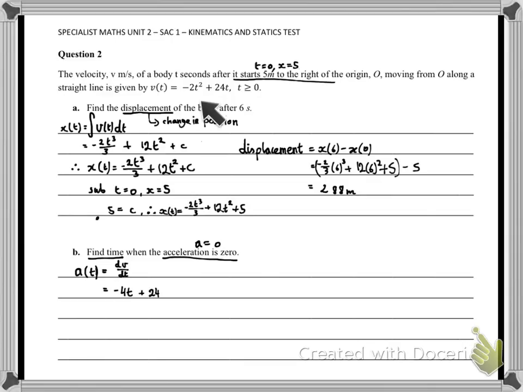So we differentiate our velocity function, there it is, negative 4t plus 24. And we equate that to 0. There it is, and we solve for t. And we get 6 seconds. Fantastic. Okay, let's have a look at the next question.